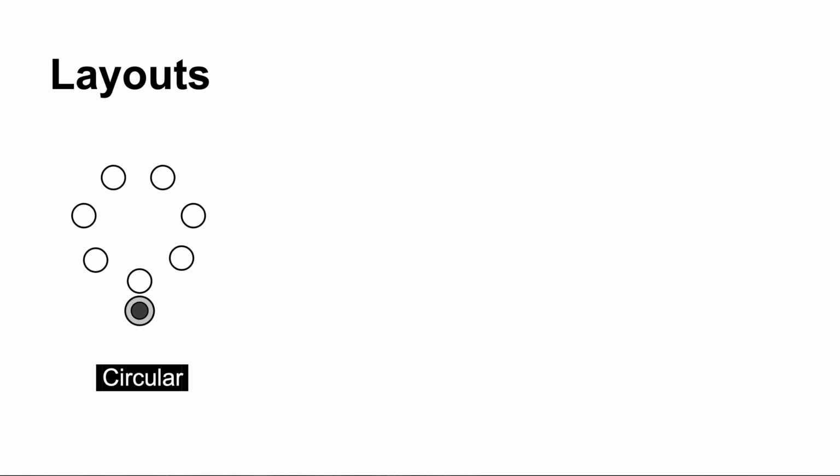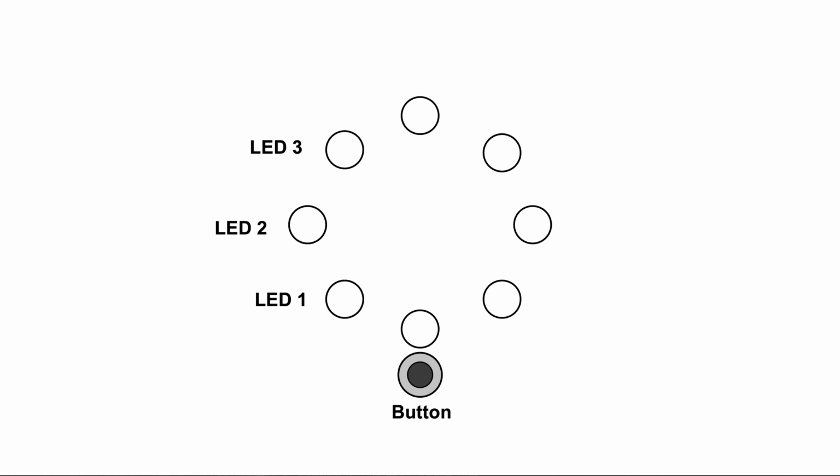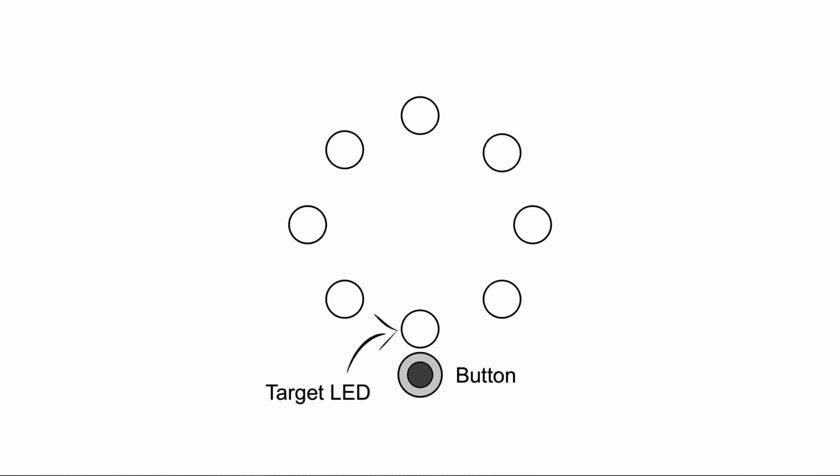You could go with a circular orientation, or a linear, or rectangular, or pretty much anything you can think of really. But let's say, for example, you chose to go with a circular orientation. Your interaction could look something like this. Having LEDs arranged in a circle and the target button somewhere inside this loop.